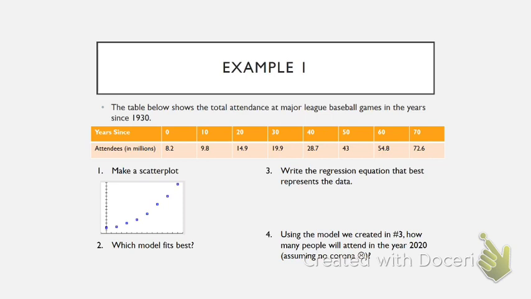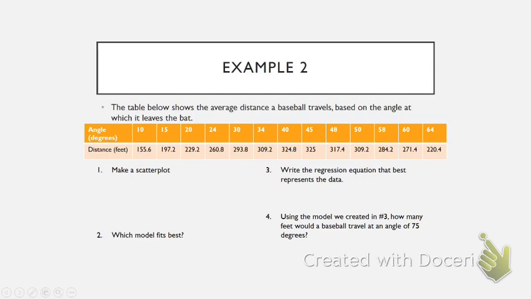So, the second one, which is the same slide because it didn't switch. There we go. The second one is also baseball because I'm a baseball fan and I miss it. The table below shows the average distance a baseball travels based on the angle at which it leaves the bat. No, don't freak out. This has nothing to do with geometry, even though I use the word angle, so calm down. But I have a table again. My x value is going to be the angle, call it the launch angle, and my y value is going to be the distance that the ball travels.